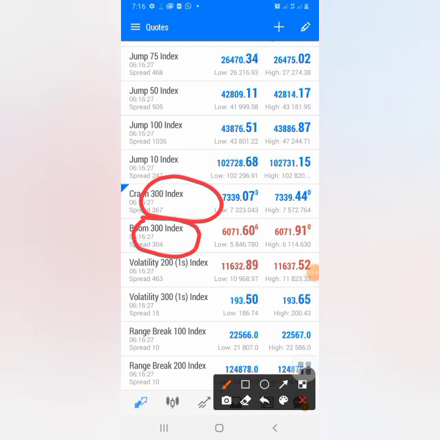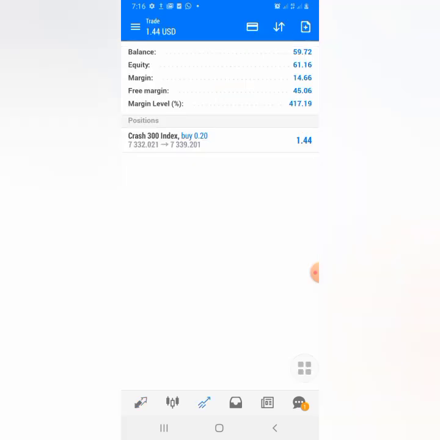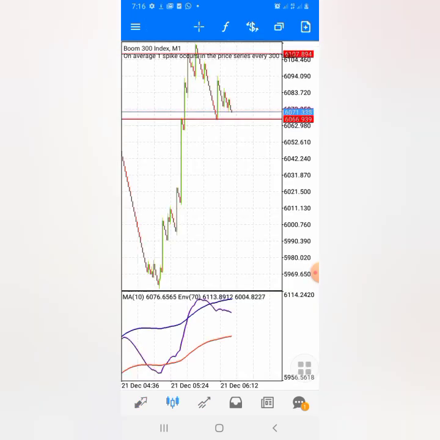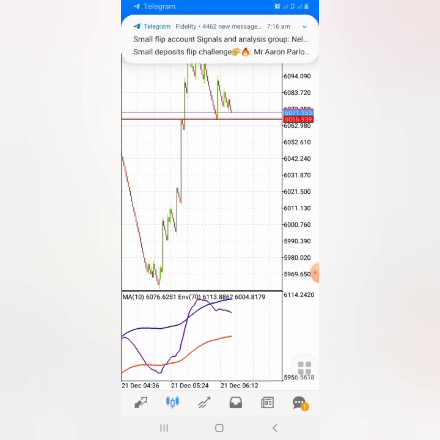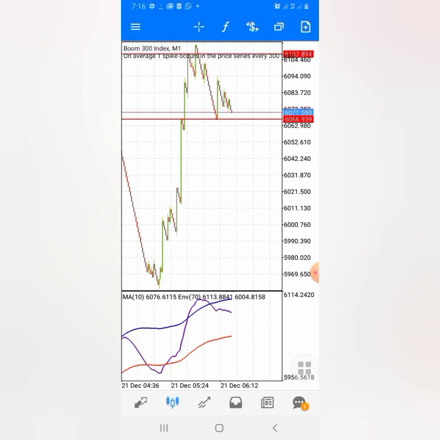Why? They are very volatile, and as a scalper, you want to scalp a volatile market whereby you can get your profit easily and get out of the market. These two indices, Crash 300 and Boom 300, are very volatile. So how do we trade it?